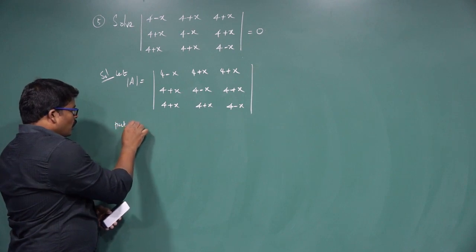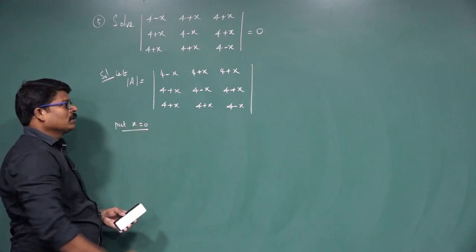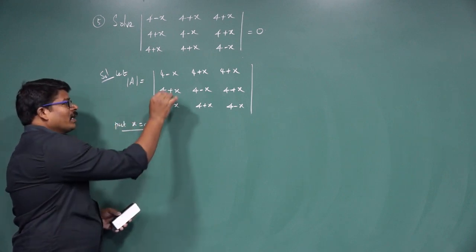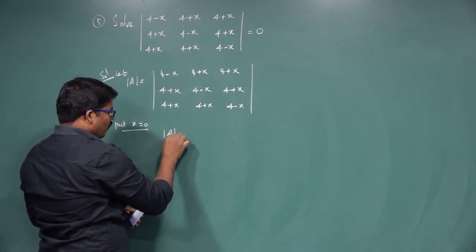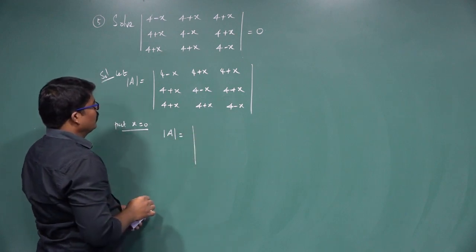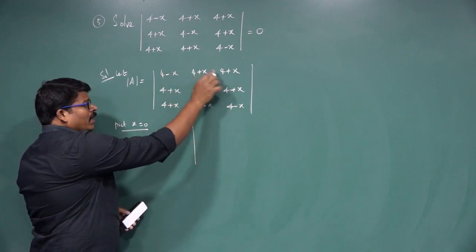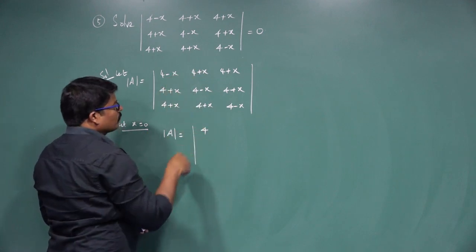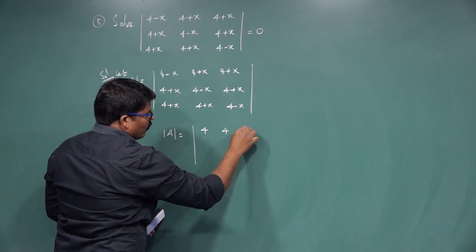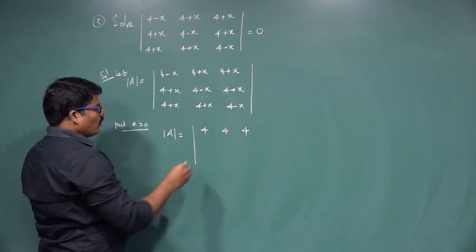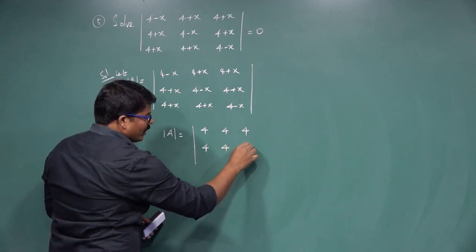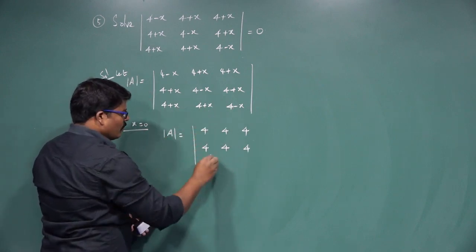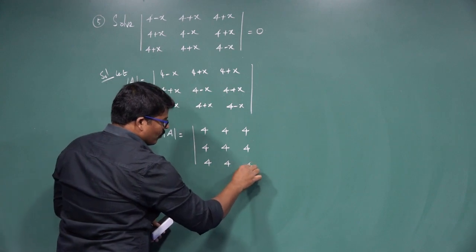Now, put the value x equal to 0. We are taking the value x equal to 0, substitute in the determinant. The determinant of A equal to determinant of, x value 0, 4, 4, 4. First row is 4, 4, 4. Second row, putting x equal to 0, getting 4, 4, 4. And third row, putting x equal to 0, getting 4, 4, 4.